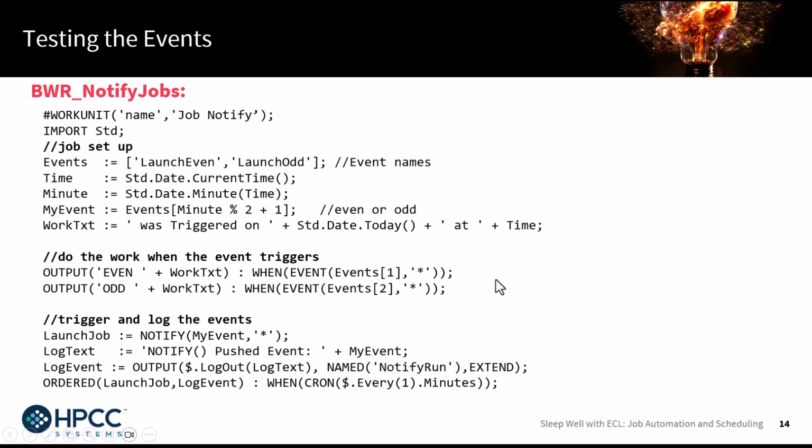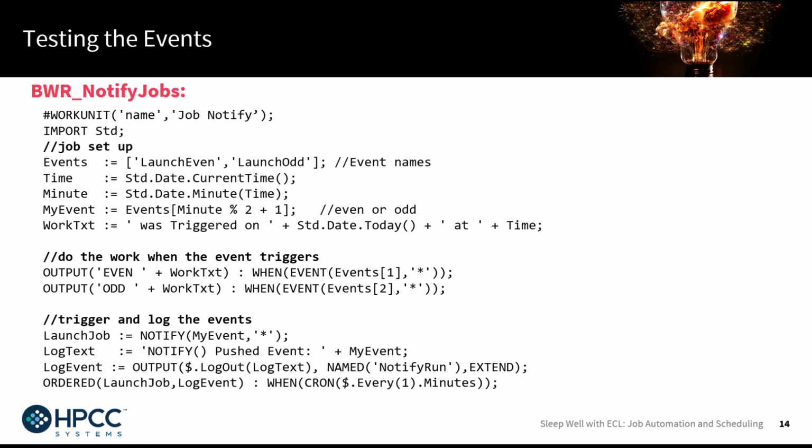During this time, we'll also be outputting even or odd. You see there's just two output statements here. When the particular event is detected, when an even event is detected, it will launch the even and the work text, and then odd and the work text. The magic behind this is in triggering the events.